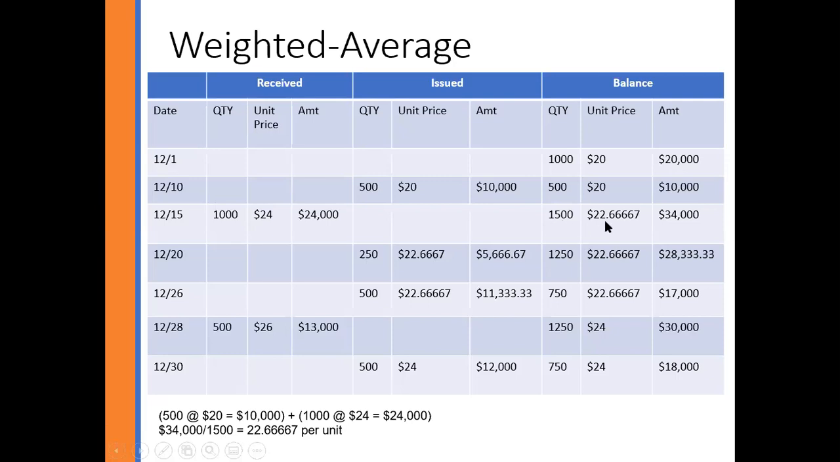So 1,500 units times 22.666667, 34,000, is what our material cost would be. And so now when we send these materials to the factory, 250 here, 500 here, we've got that average cost per unit. We can calculate the amount based on that, and we can calculate our ending inventory based on that. However, December 28th, we purchased 500 units at $26 each, 13,000. Now we've got to calculate a new average cost per unit. So essentially, after every purchase, we calculate a new average cost per unit.